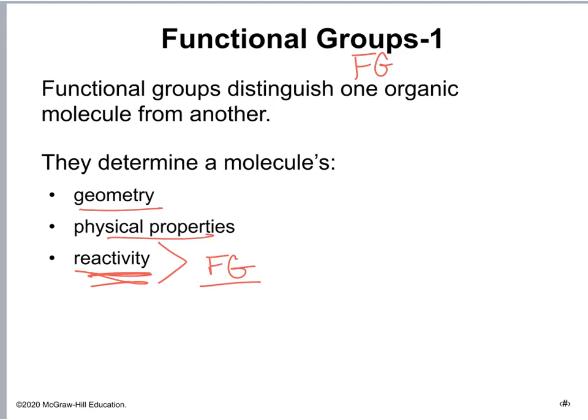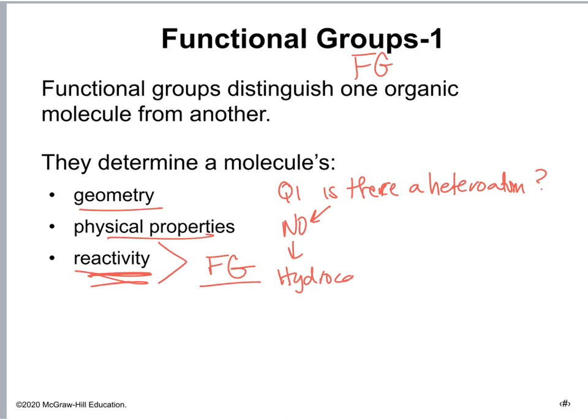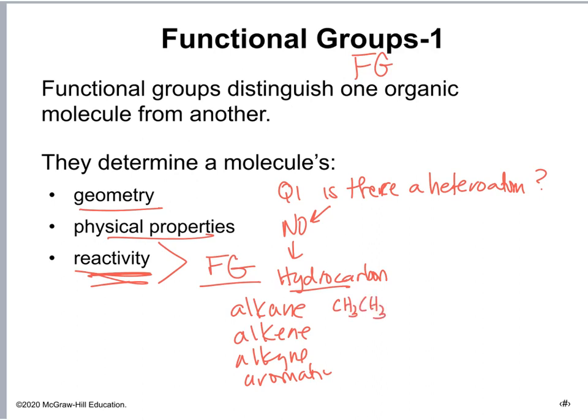So basically, before we get into this, I'm going to just kind of give you an outline of what to look for. So the first question, Q1, is there a heteroatom? And if the answer is no, then you're going to have, these are called hydrocarbons. Now hydrocarbons have hydrogen and carbon. You'll see these, there's 4 of them: alkane, alkene, alkyne, and an aromatic. And so an alkane would be like a CH3, CH3.